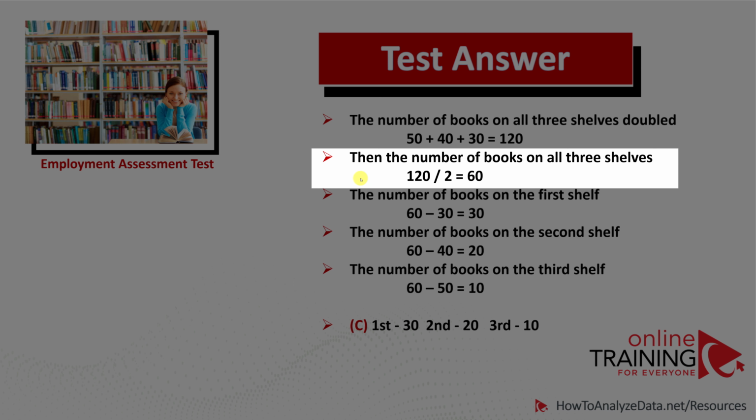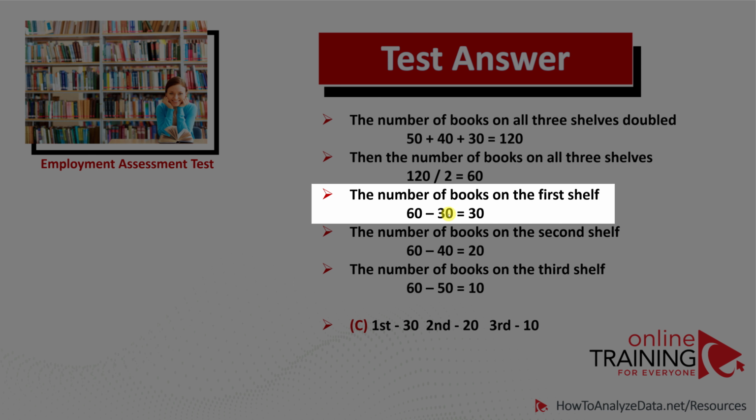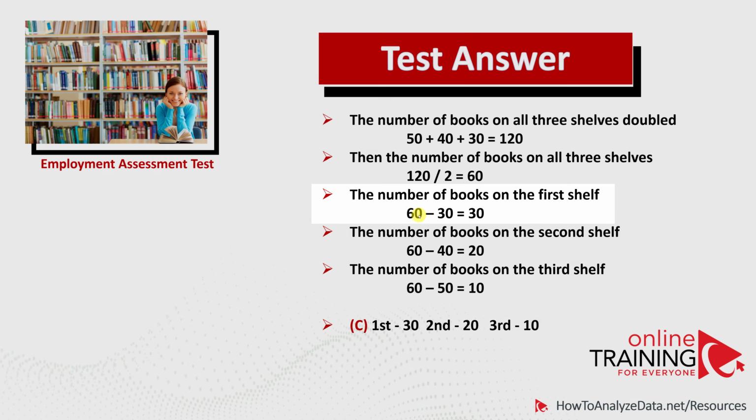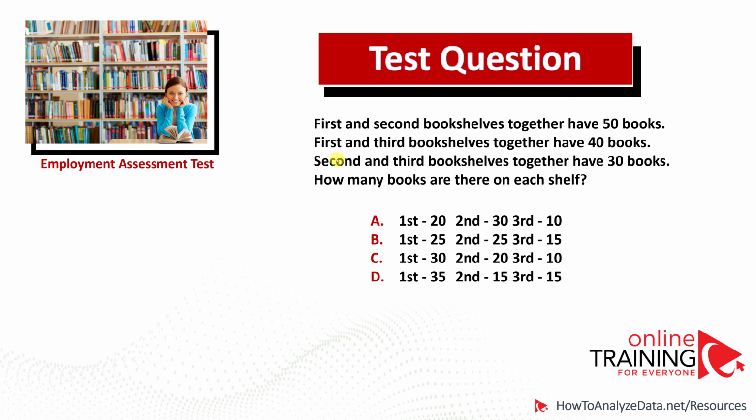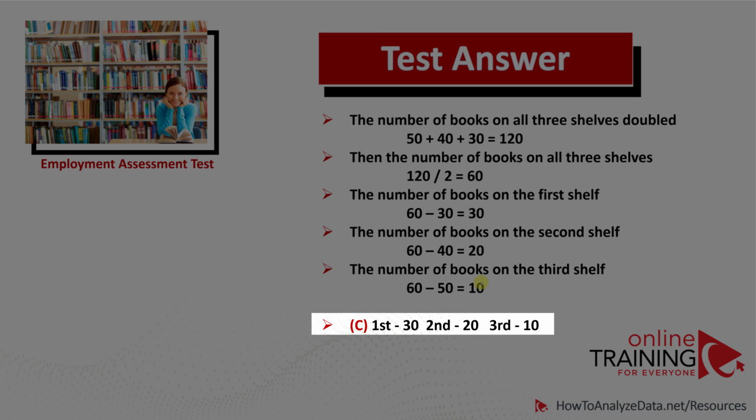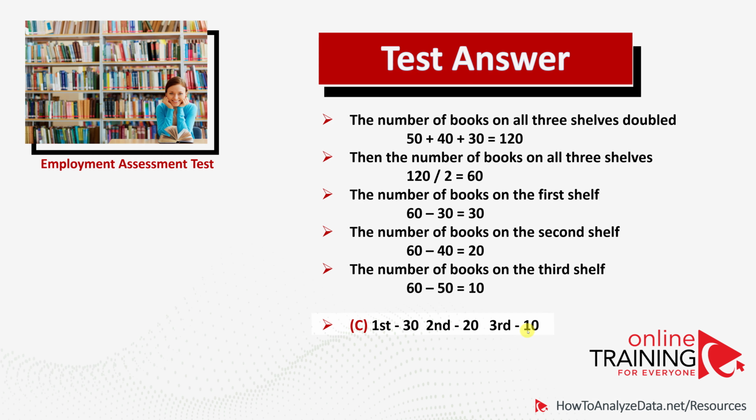To get the number of books on the first shelf, we need to subtract 30 from 60, because 30 is the number of books on the second and third bookshelves. Then we repeat the calculations for the number of books on the second shelf and on the third shelf. In the end, we get the values 30, 20, and 10. So choice C of 30, 20, and 10 is the correct answer. Hope you've nailed this question and got this one right.